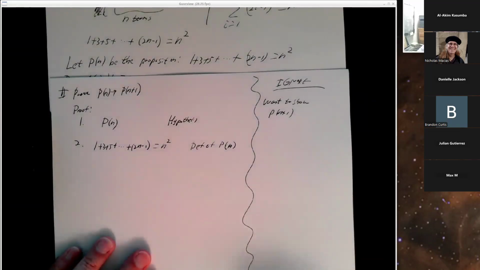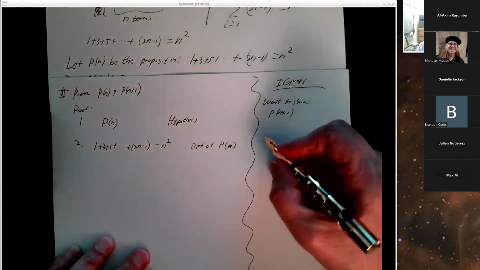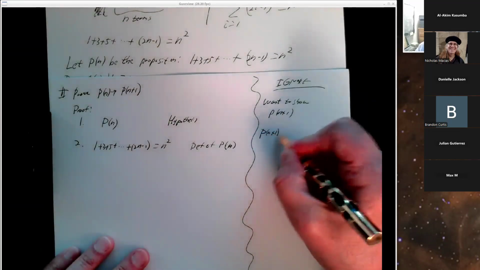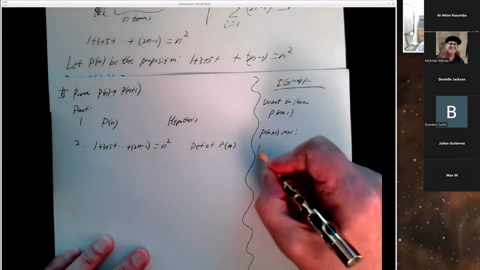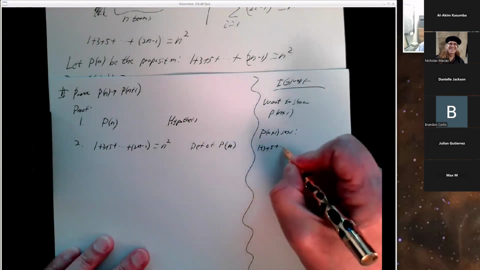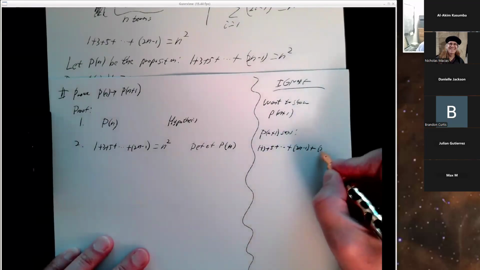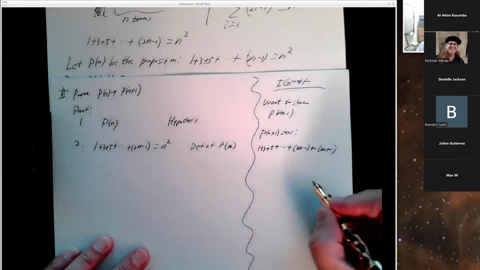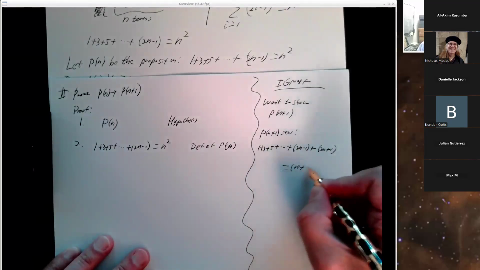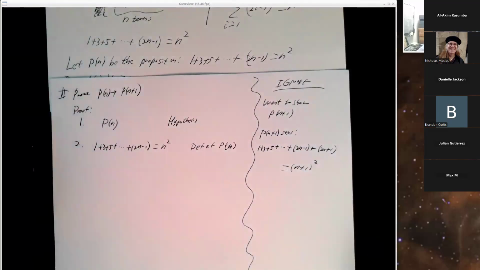So in order to know how to get there, it helps me to look at what P of n plus 1 says. So P of n plus 1 says 1 plus 3 plus 5 plus 2n minus 1 plus the next odd number, 2n plus 1, equals n plus 1 squared.